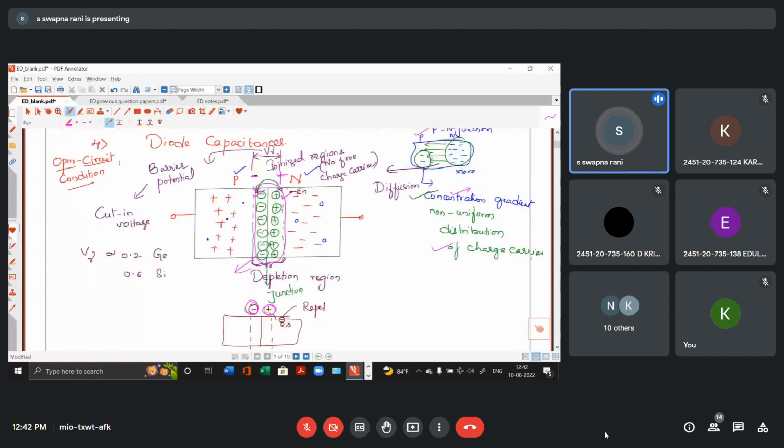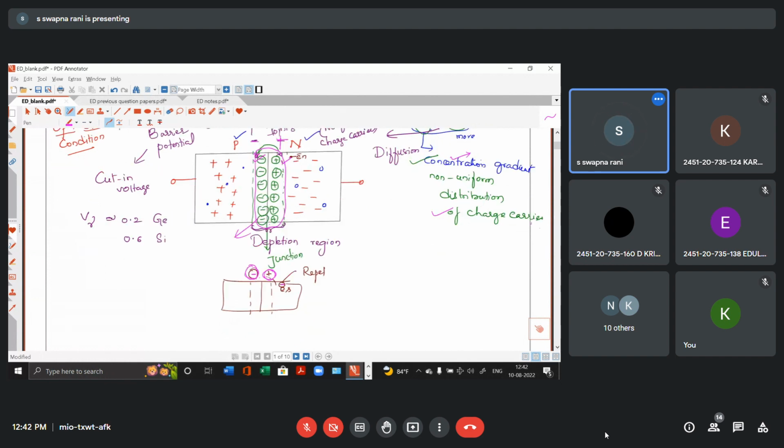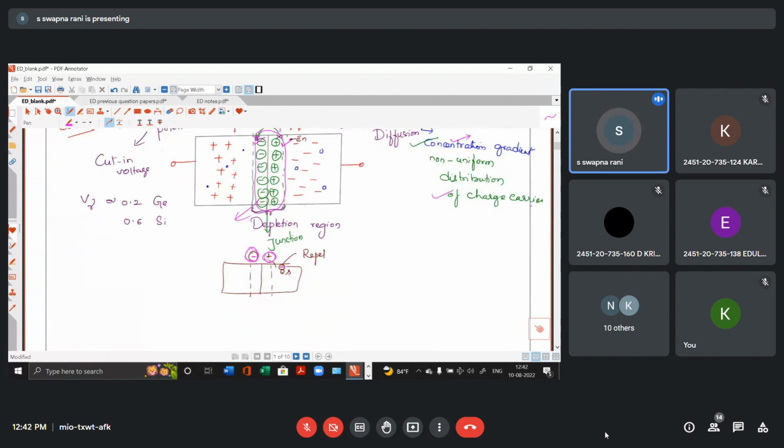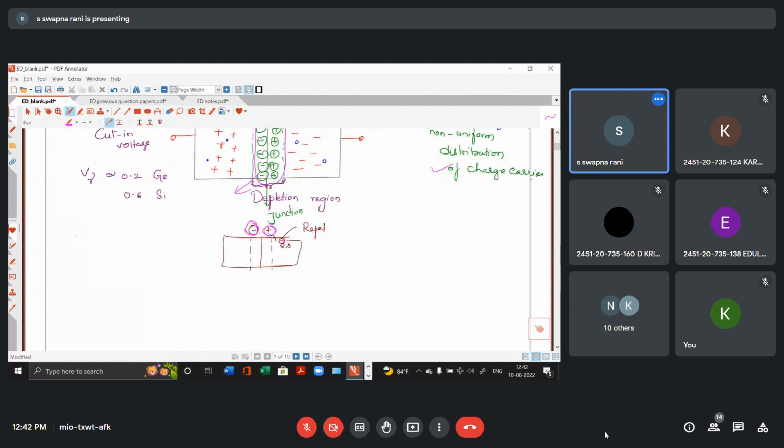We have not connected this PN junction to any other external circuit or device. We say that it is under open circuit condition. So here, under open circuit condition, the net current is zero. If we do not connect the diode to any supply, the net current will be zero.